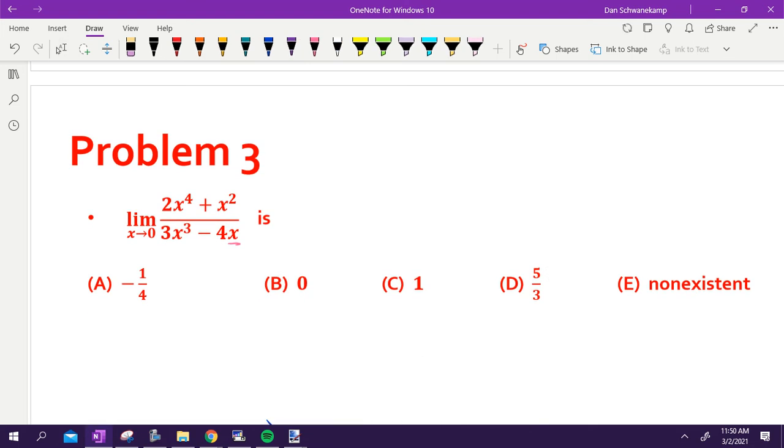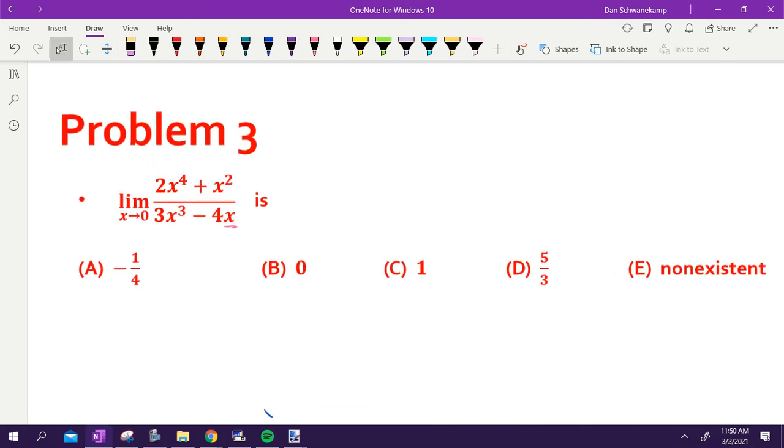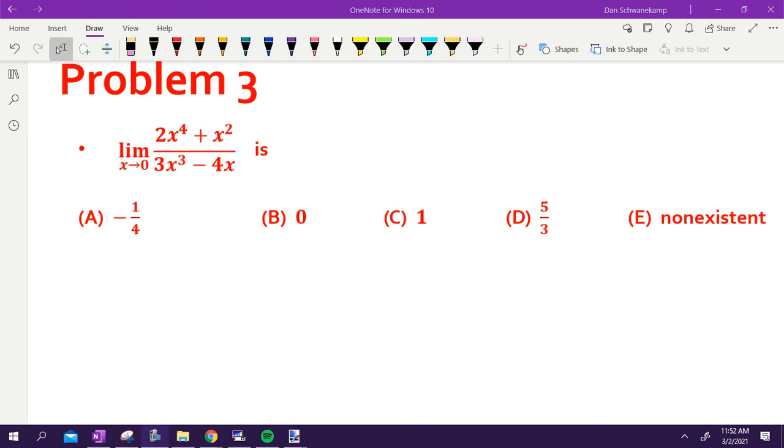Let's try the next one here. See what you got. We are finding a limit as x approaches 0. So what are we going to do to find a limit as x approaches 0?